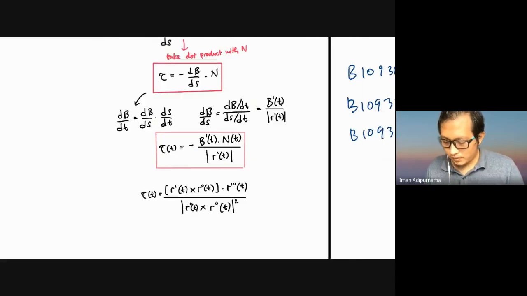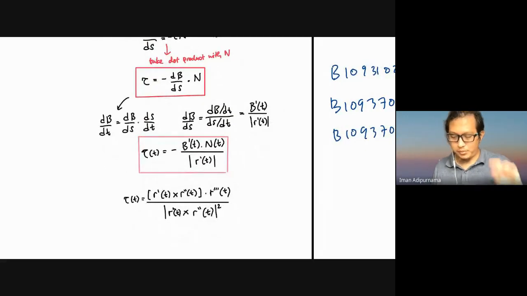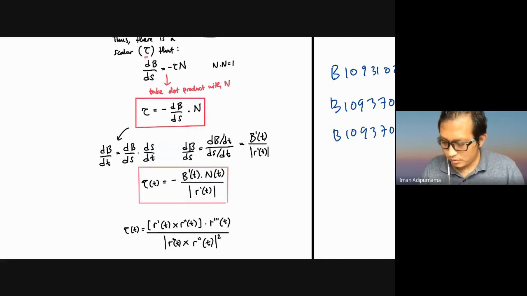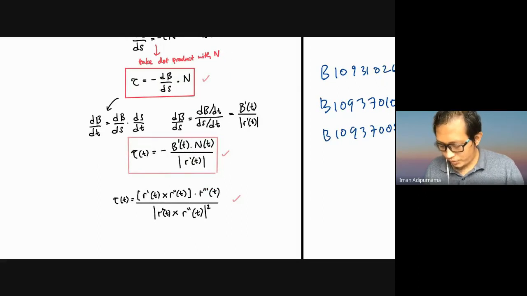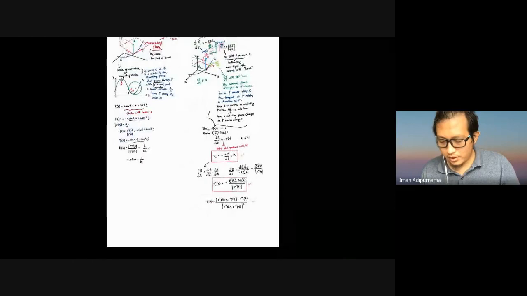Okay, this is the last part of chapter 13, the torsion part. It's a little bit complicated, but I think the ones you need to focus on are this and this. If you feel it's too complicated, just focus on this part. What you need to do is find the binormal vector, find the normal, find the derivative of the binormal, dot it with the normal, and divide by the value of R prime. Okay, this is all for the torsion part.